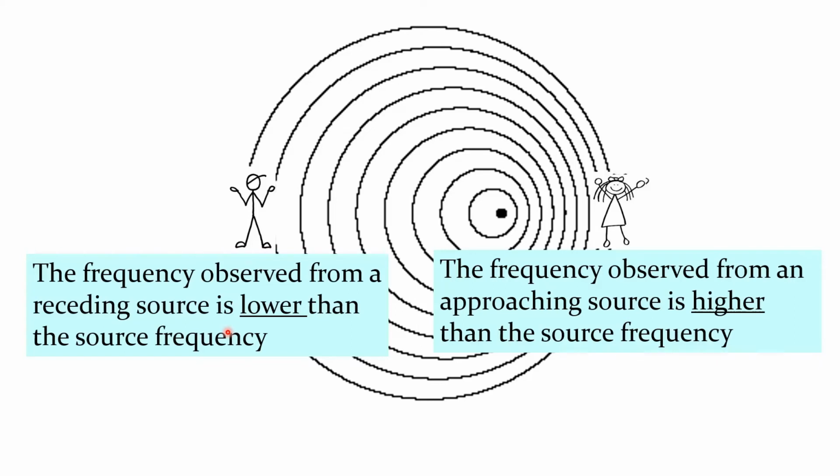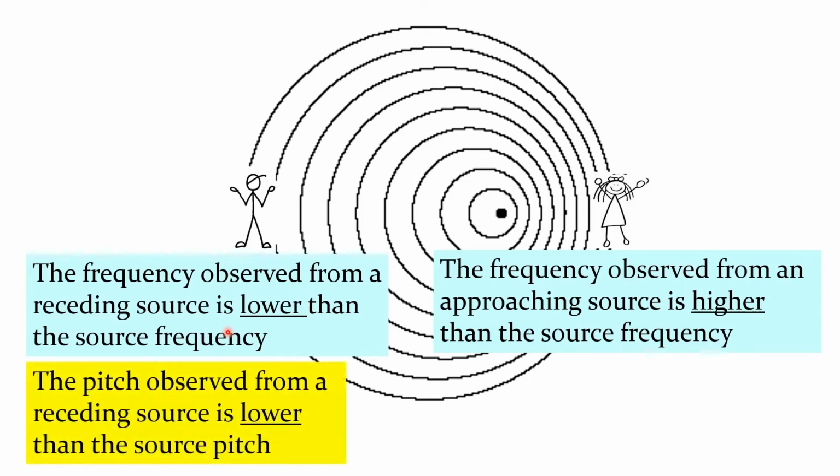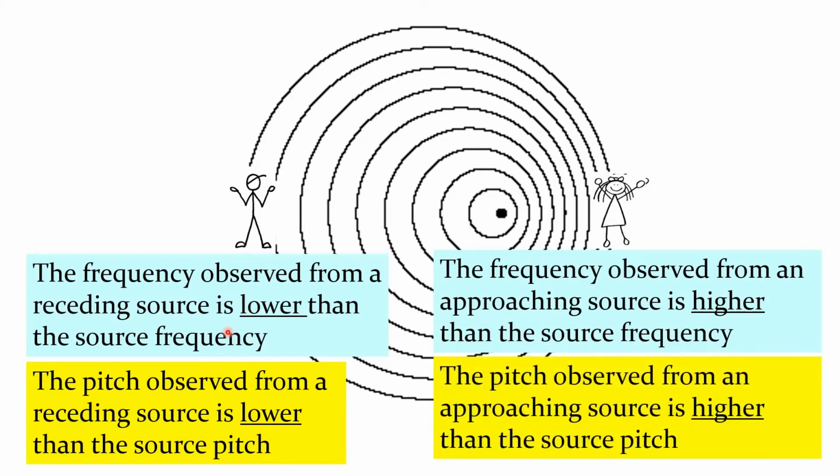For sound, I've said that frequency is often referred to as pitch. So what we can say then is that the pitch observed from a receding source is lower than the source pitch. The pitch observed from an approaching source is higher than the source pitch.